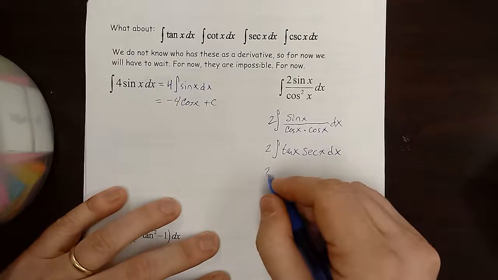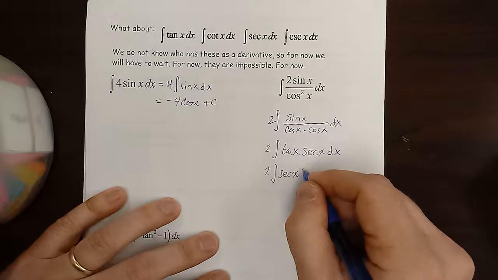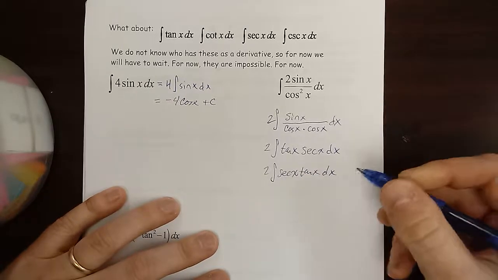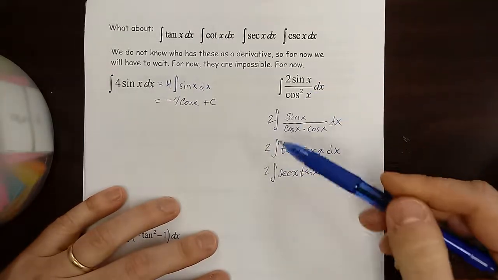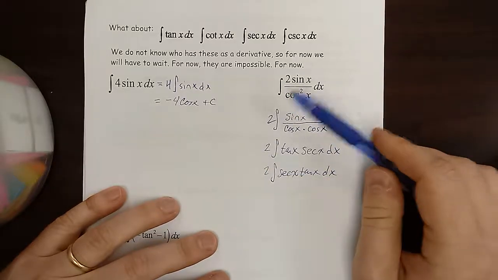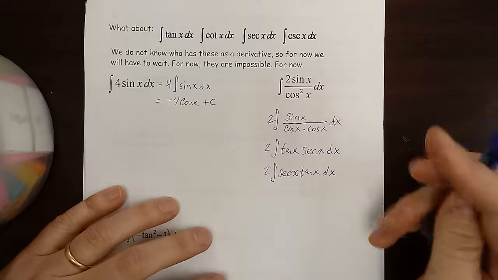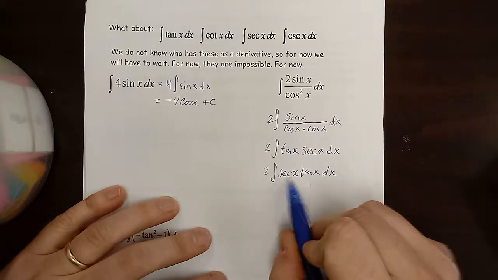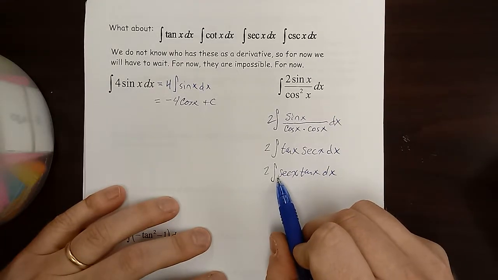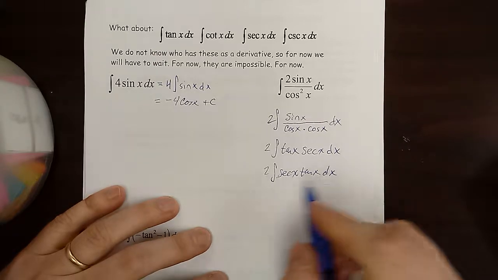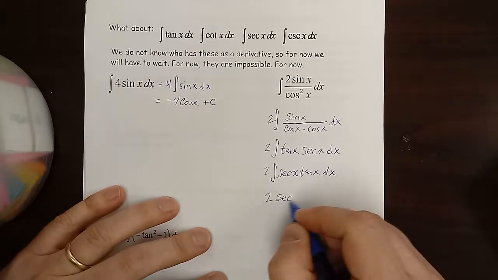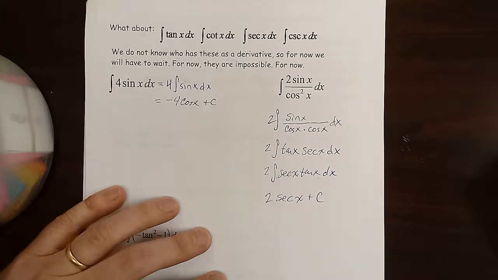If you're not seeing it yet, let me just rearrange this. And so this is actually one of the most important things that we can pull from trig, this idea that we can rearrange stuff, we can rewrite things as different things that they equal. Because now we know this antiderivative. We know that the derivative of secant gets us secant tangent. So I can say this is 2 secant x plus c.